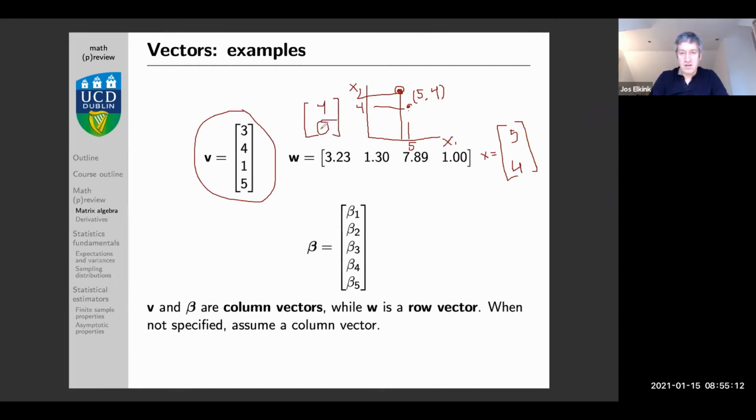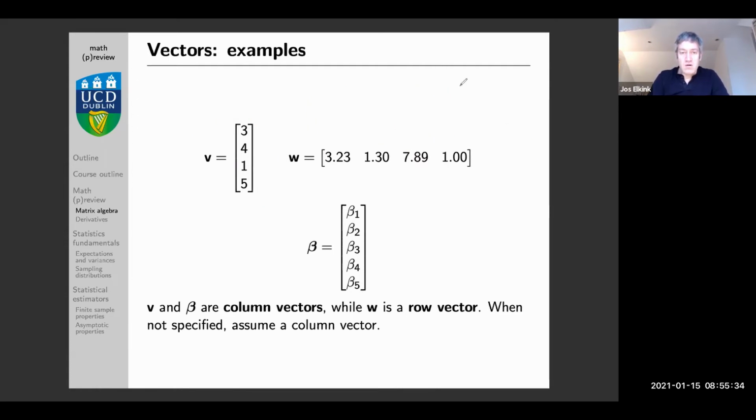Sorry for the writing. That's a 5. The point 4, 5 is in a different position in that space, and so this is very much a different vector. So that's not the same as x. So a vector is a set of numbers that can also be interpreted as a position in a higher dimensional space. W is the same, so these numbers can be round numbers, they can also be decimal numbers.